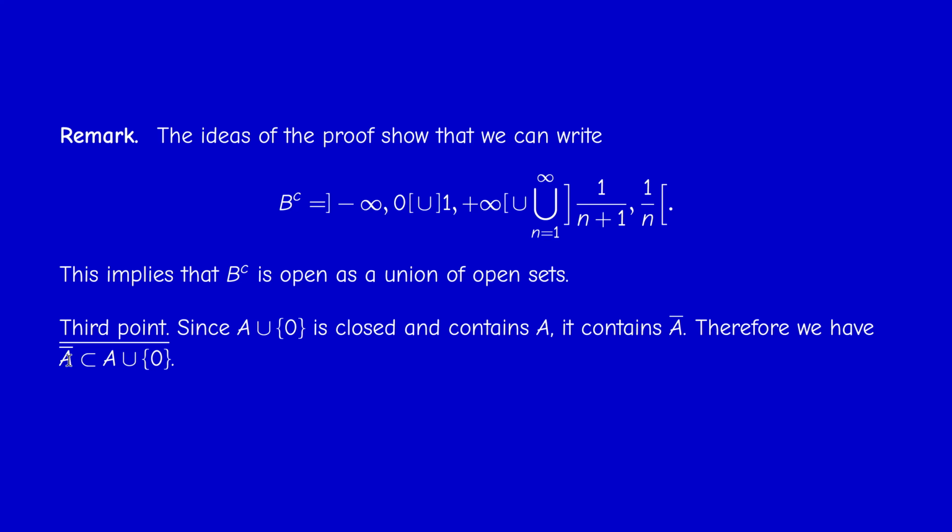Now, we would like to prove the reverse inclusion, but this is now easy, because we know that 0 is in A bar because 0 is a limit of a sequence in A. And of course, A is contained in A bar, so the union of A and 0 is in A bar. So we have double inclusion and therefore equality. Okay, easy enough.